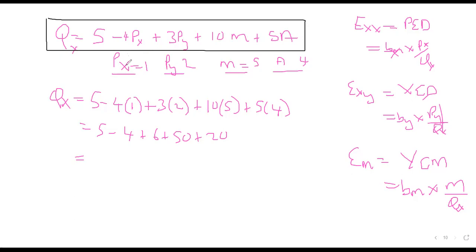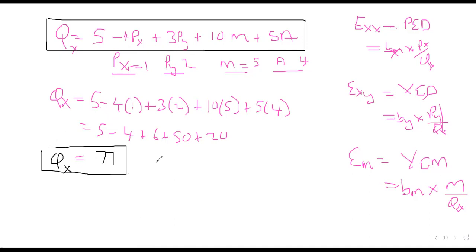So price of X, you put 1 there, price of Y, put 2, income, you put 5, and advertising, you put what? You put a 4. All together. So when you put these figures in there, you're going to have 4 times 1. So you're just going to evaluate this to find the value of Q. So this will be 77 as a final answer. That's the value of Q.